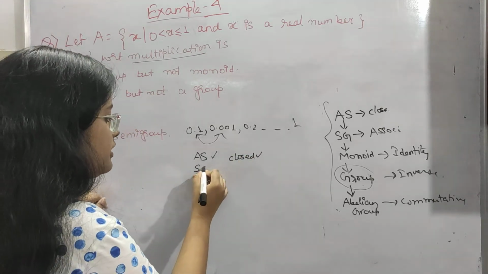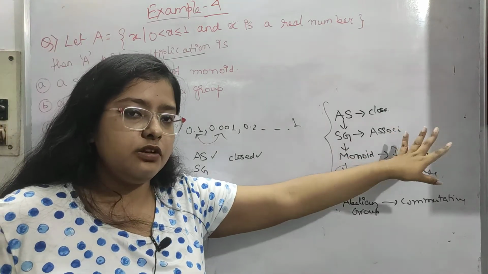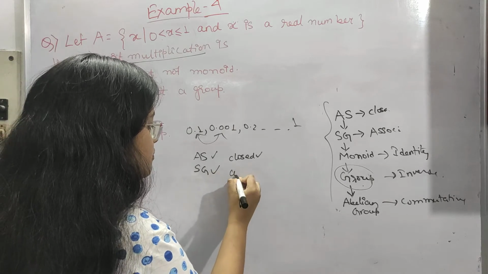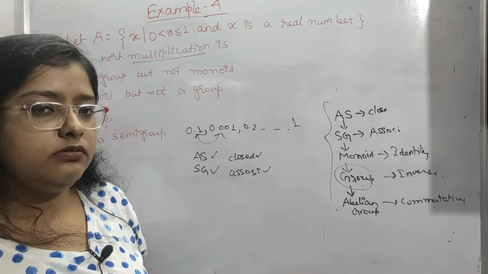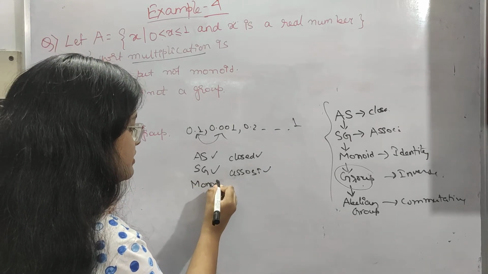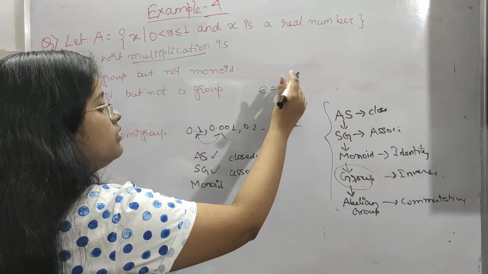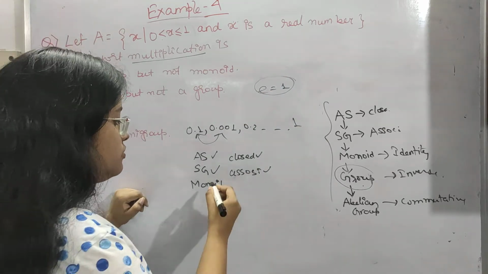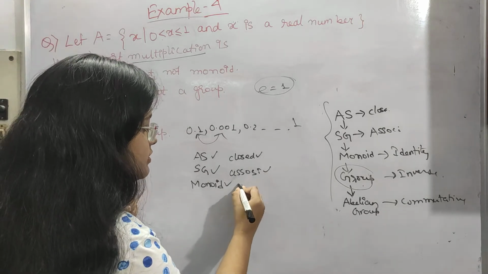Next, semi group. We are using multiplication as our binary operator, so multiplication is always associative. So this is a semi group. We have done a lot of examples till now. And next is monoid or not. When it is multiplication, the identity element will be 1, and for summation it will be 0. So we know that the identity element exists, so this is a monoid.